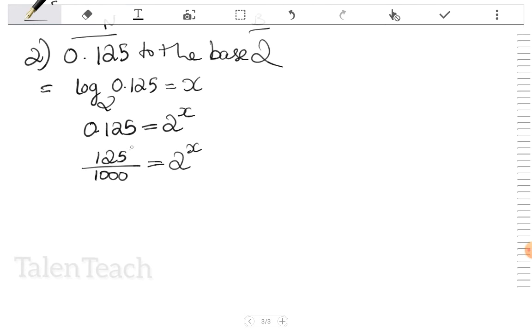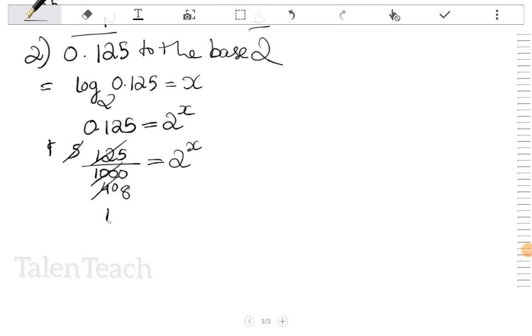Now let's try simplifying 125 by 1000. When we cancel by 25, 25 into 5 is 125 and 25 into 40 is 1000. Then again we can cancel with 5: 5 ones are 5, so 1, and 5 8s are 40, so 8. Here we have 1 by 8 is equal to 2 raised to x.